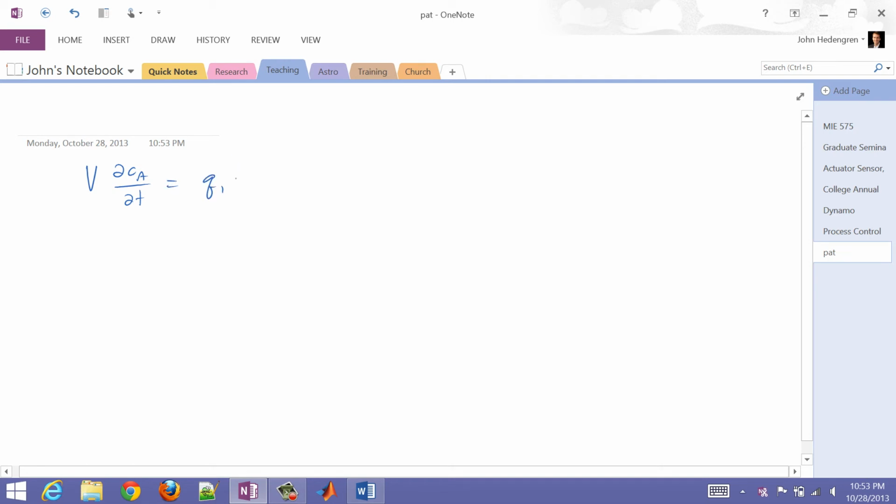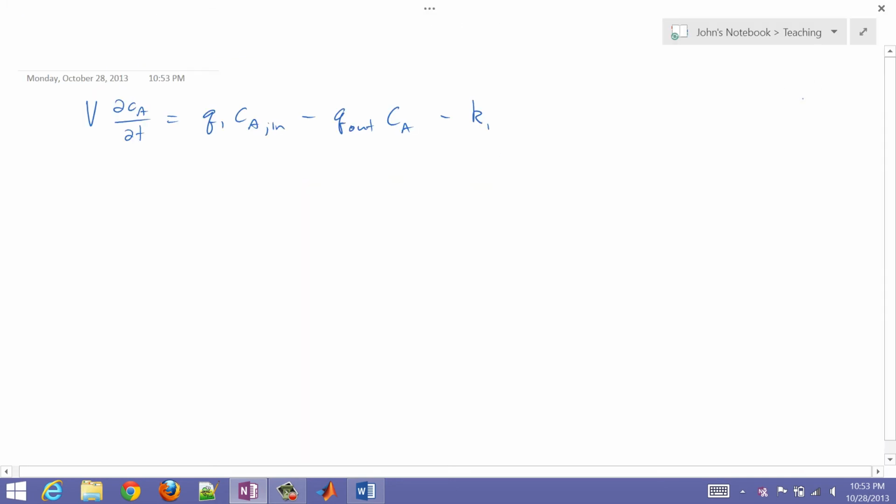times CA in, minus Q out times CA, minus K1 CA CB times volume. Let me make this a little bit bigger. Now I'm going to put a circle around all of my constants. So there's a constant, there's a constant, there's a constant, and there's a constant as well. The rest of them are going to be variables.